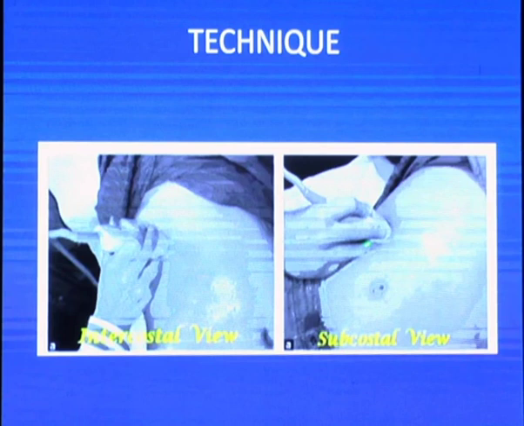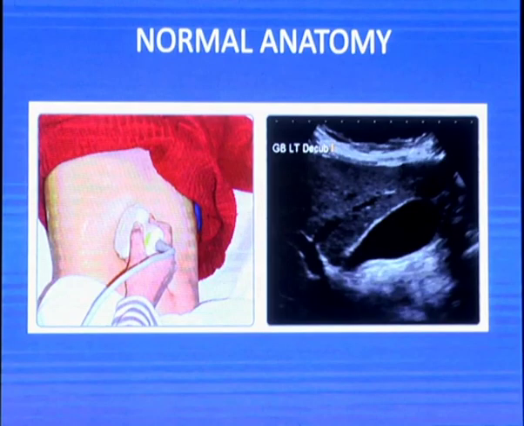Different positions are used during the study of the gallbladder. These include supine, left lateral decubitus, left posterior oblique view, and sometimes prone or upright view as well. Here we can see that a patient is being examined through a subcostal view with a probe placed longitudinally, and he is also in left lateral decubitus position. So we will see a gallbladder.